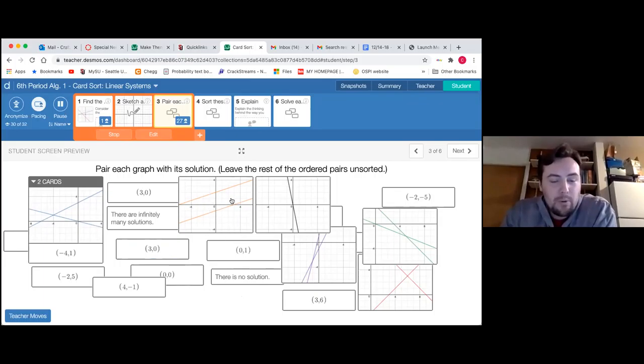So we touched on this yesterday, but these lines go on forever, and if they're parallel, they'll never intersect. So does this graph have a solution? You can write in the chat if you think it does or does not.